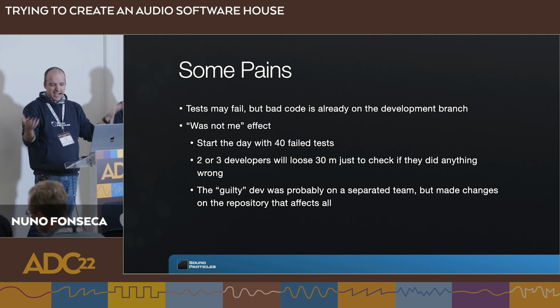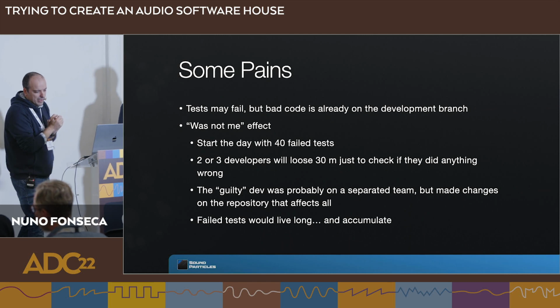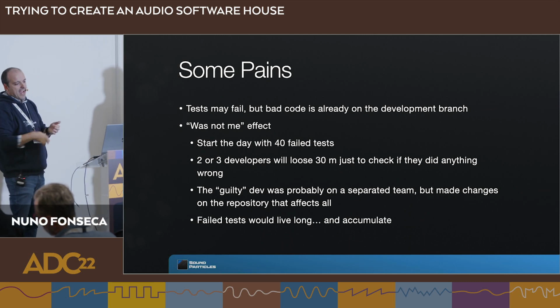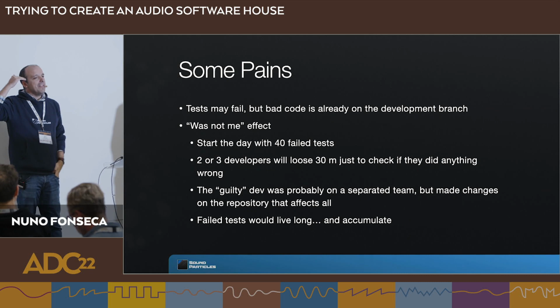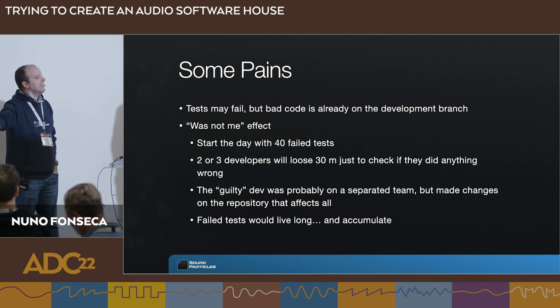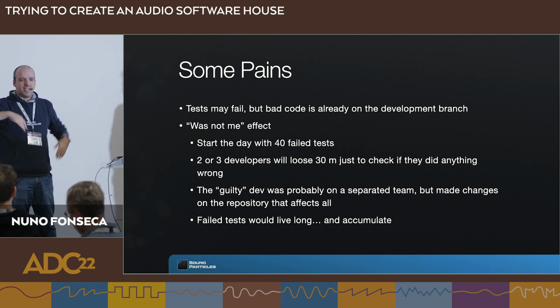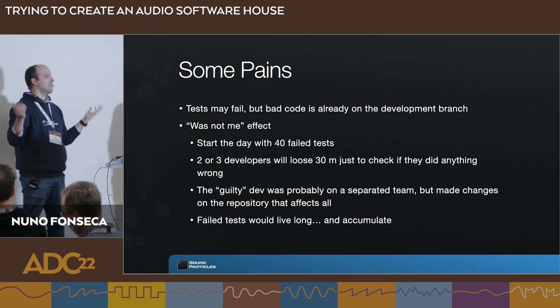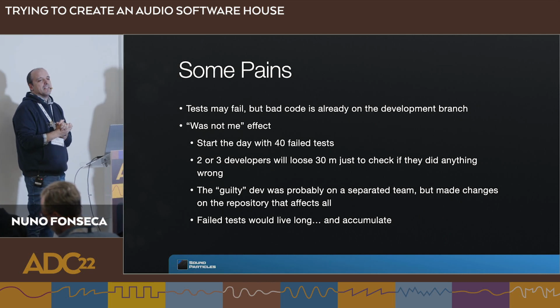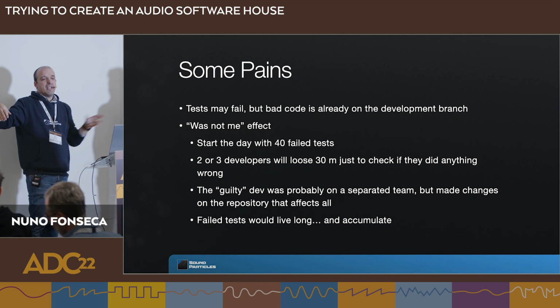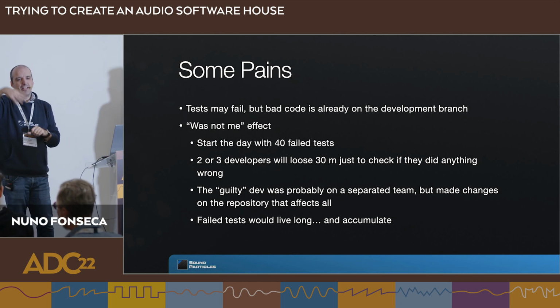Okay, so yeah. What we believe would happen is that this failed test will live long, because the next day, the test will still be failing because no developer has done anything to fix it. And that day, they probably have new tests that are failing because of new commits.